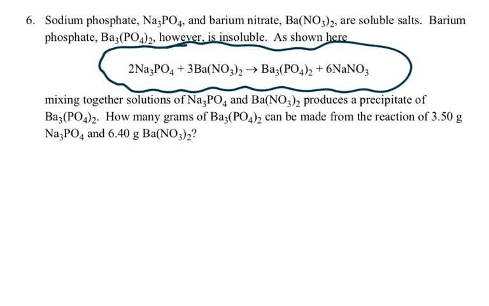Now, a lot of times there's words up front describing the reaction. You can read it or not. You know, sodium phosphate, blah, blah, blah, and barium nitrate are soluble salts. Barium phosphate, however, is insoluble. Okay, that's fine. As shown here, here's the reaction. Okay, mixing together solutions of sodium phosphate and barium nitrate produce precipitate of barium phosphate.